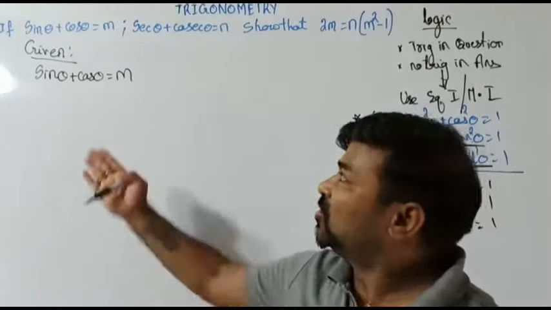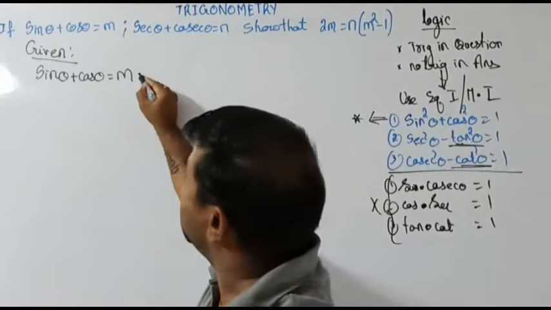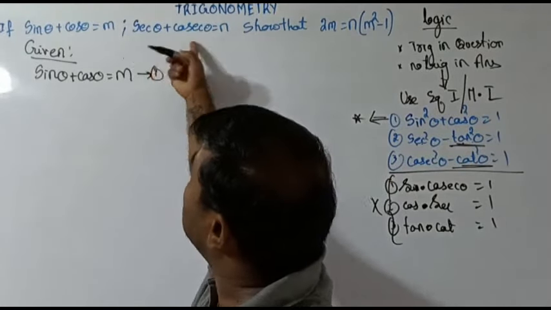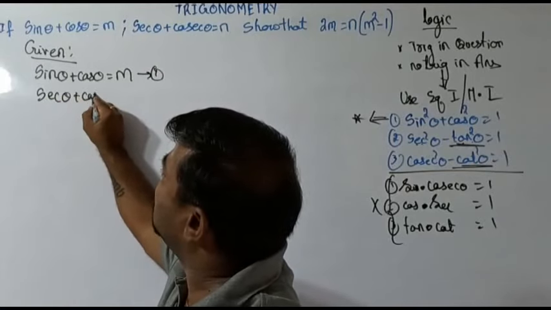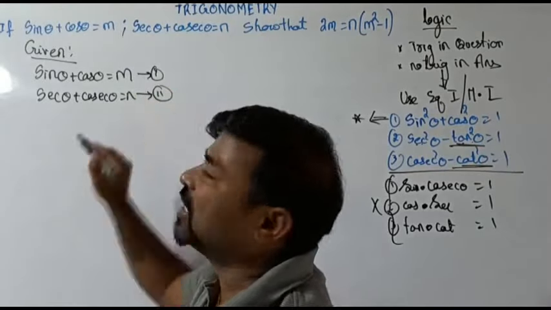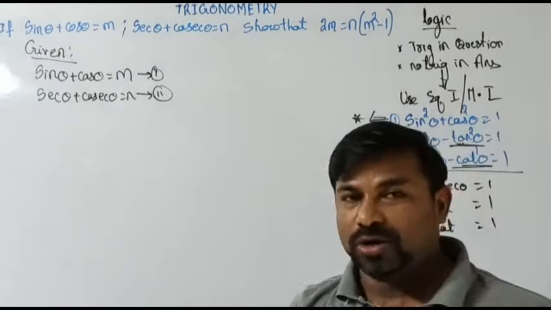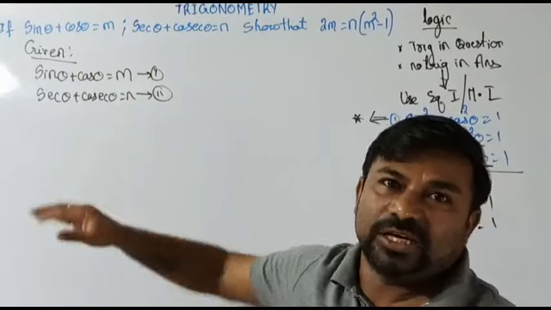Okay, so that is the formula I have chosen. Sine theta plus cos theta is equal to m. I like to call it equation 1. And the second one, secant theta plus cosecant theta is equal to n. Let me take it as the second equation. So we have to work on both the first equation and also the second equation.